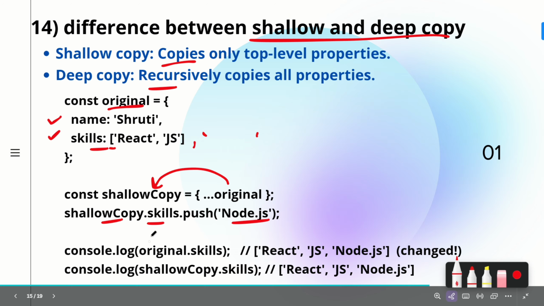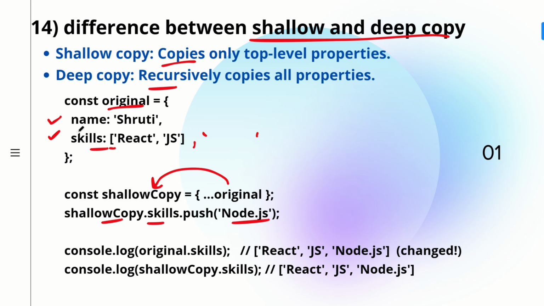Now the question was console.log of original.skills. So will the skills of the original also get changed, or will only the new copy have the new value?